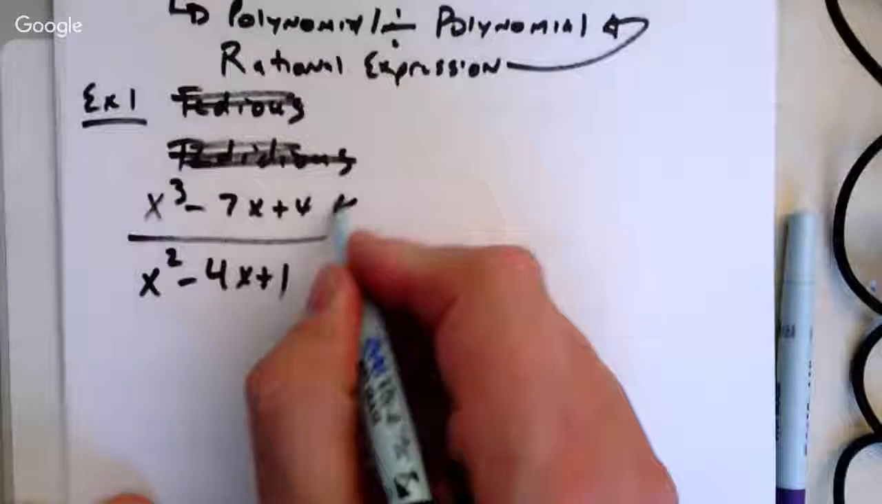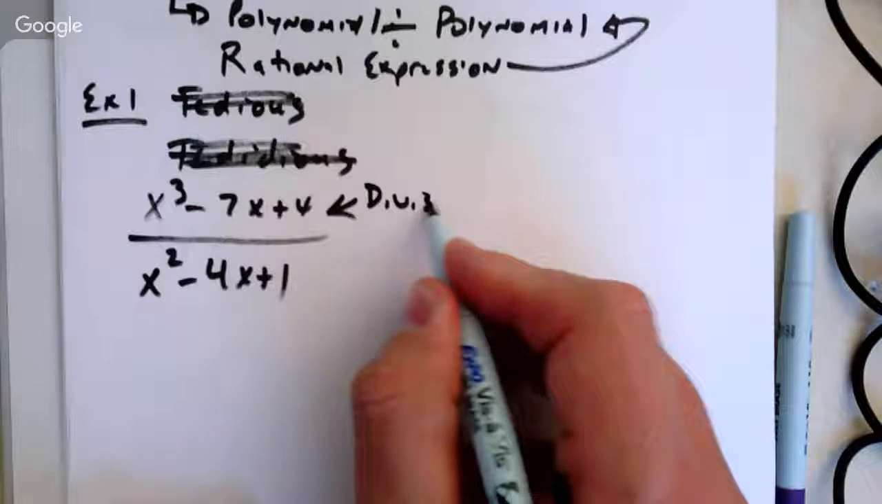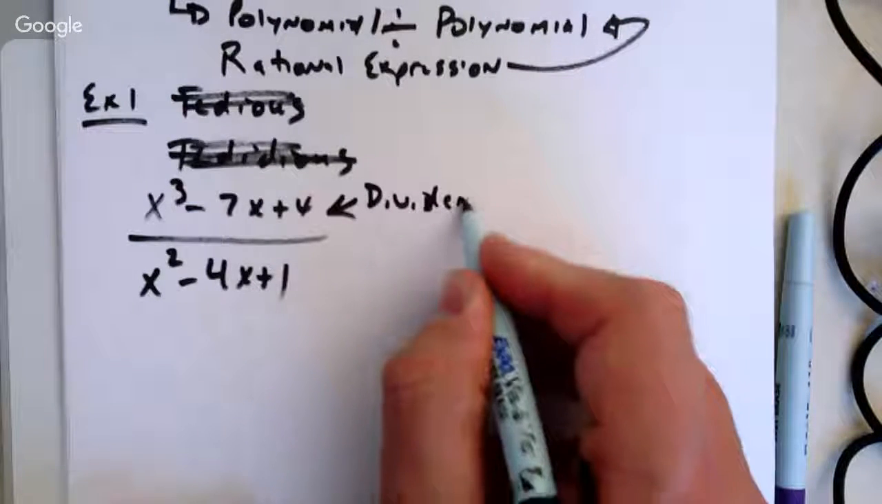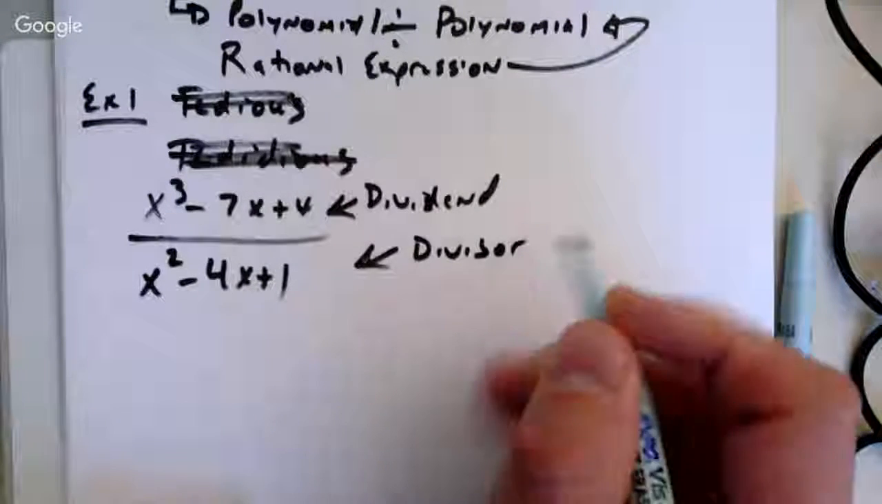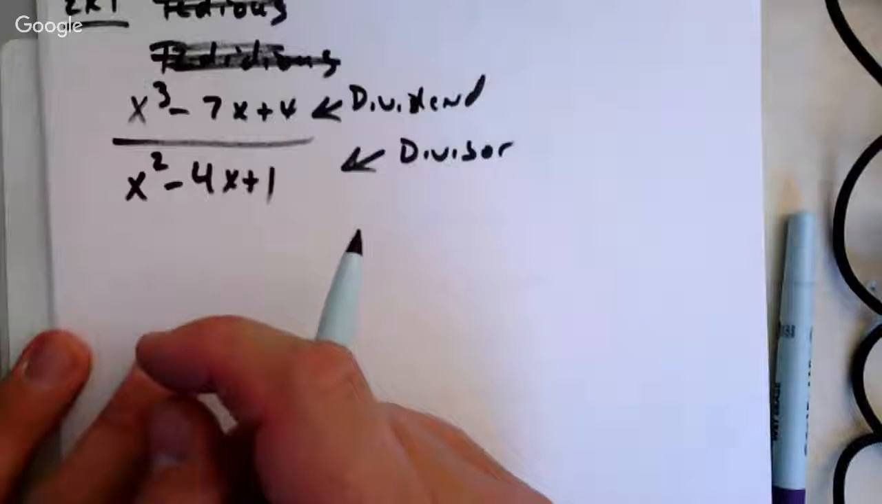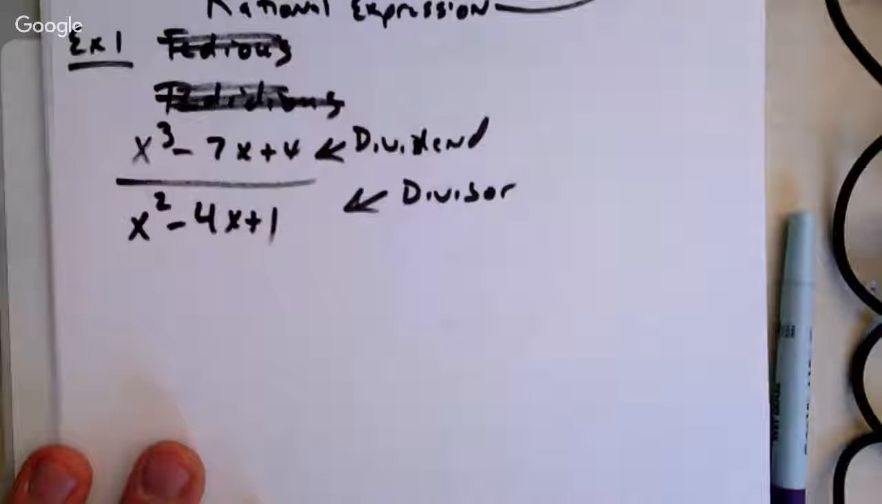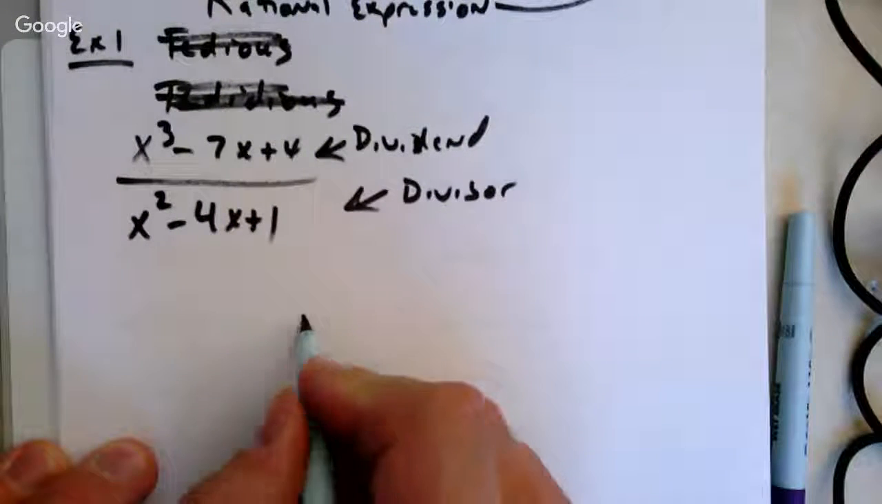Going back to our vocab words, the thing that's going inside the little dividing sign is going to be our dividend. The thing we're dividing by is its divisor. The answer is its quotient. Do we want the exact answer or the approximate answer? You want the exact answer. Nobody wants their airplane to land approximately on the runway, not exactly on the runway. So what do we do?